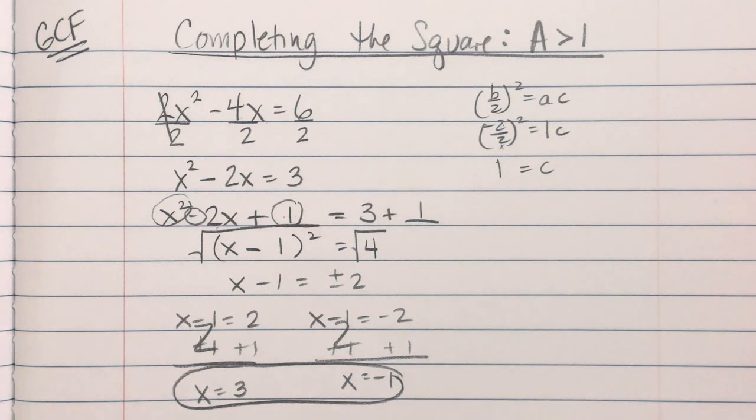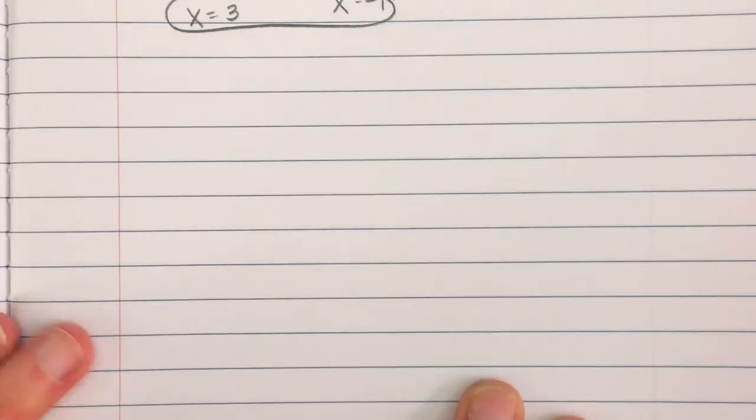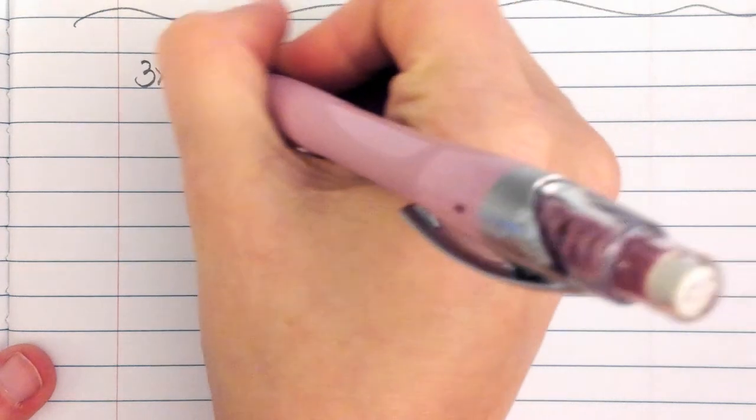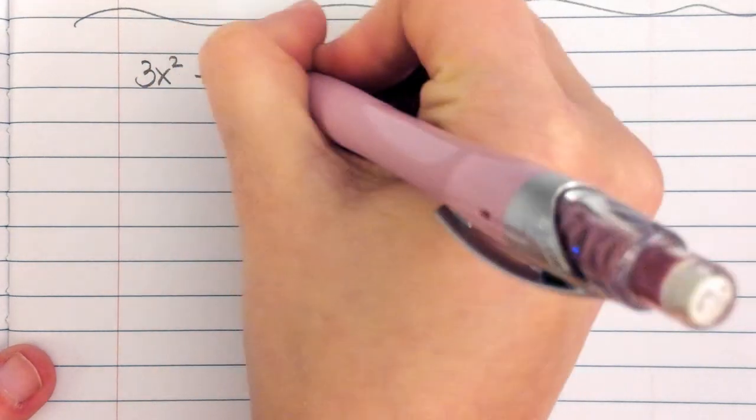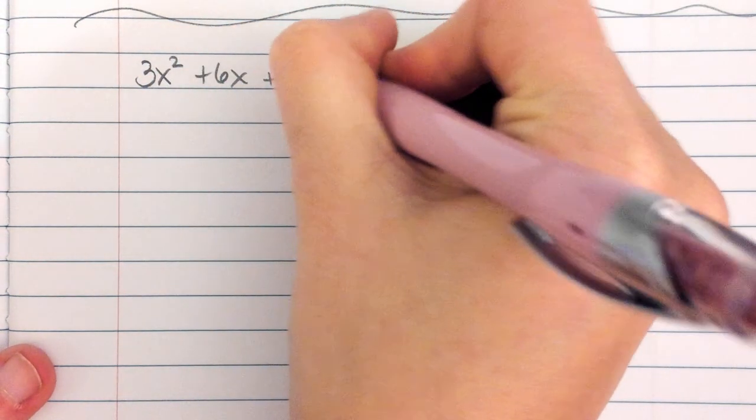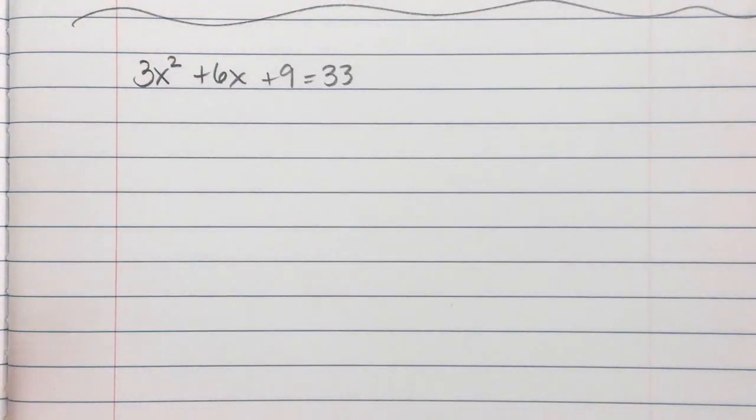We're going to do the problems in our book at the end, and I'm going to let those be your practice problems. So I'm going to do another problem now. The next problem looks a little different, but it's still the same process. I have 3x squared plus 6x plus 9 equals 33. What is my greatest common factor here?